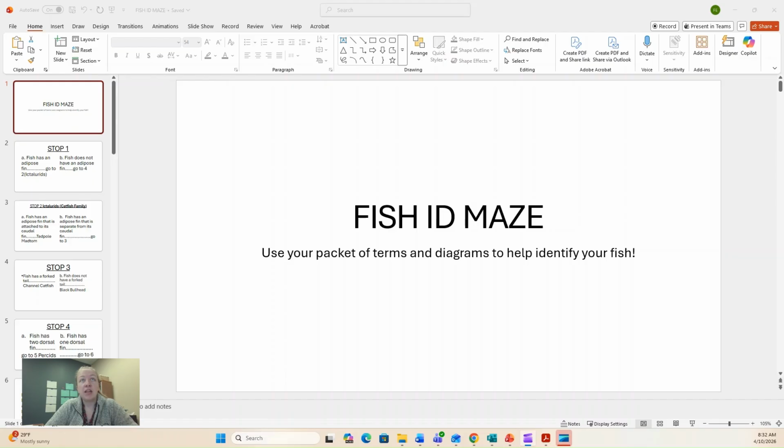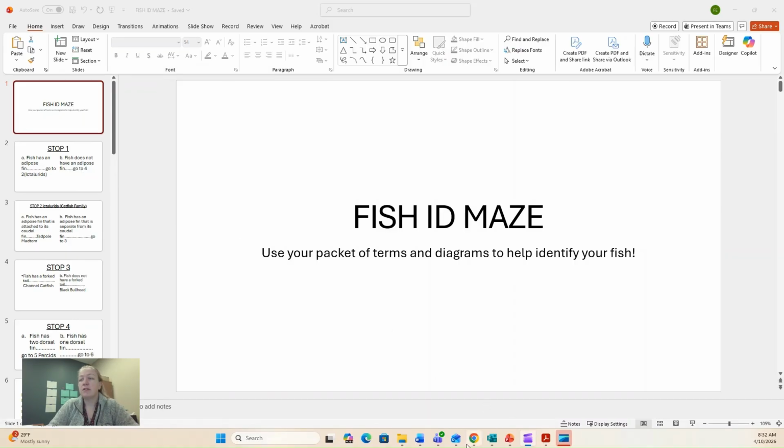One was a fish identification maze where students used a dichotomous key to identify fish. What I did is I printed out this PowerPoint that Andrea's going to share out, and then drew arrows and set them up as cards throughout the room so that students could physically move through the maze.